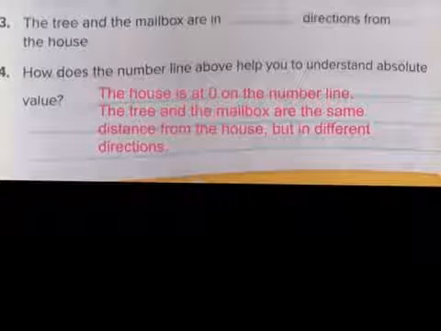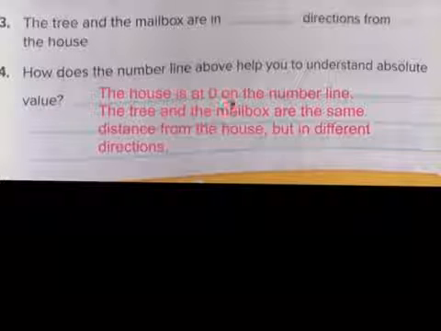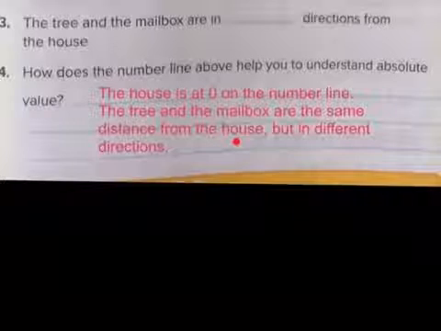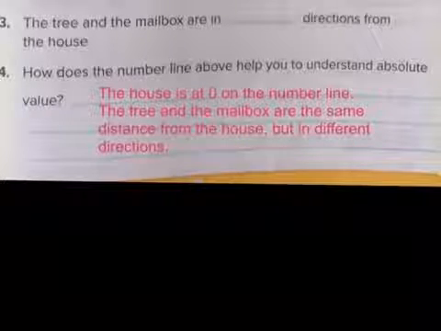Please copy the explanation as a key answer. The house is at 0 on the number line. The tree and the mailbox are the same distance from the house, but in different directions.